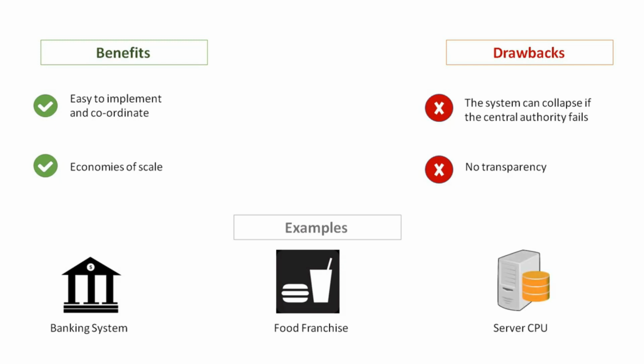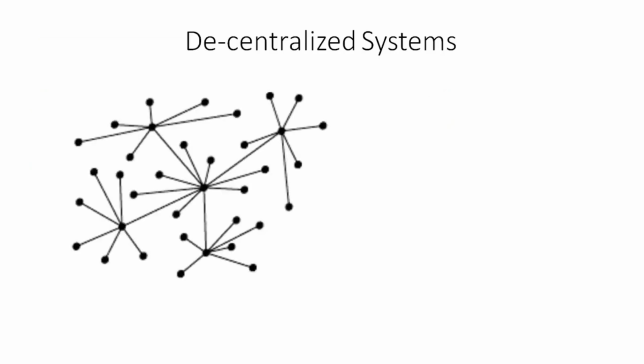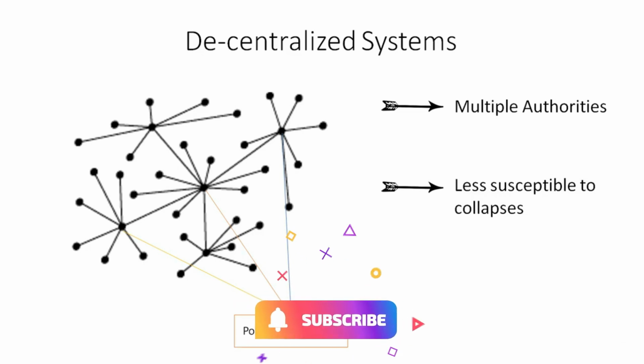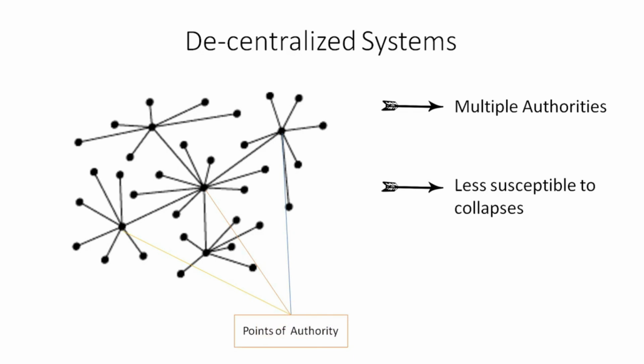Now to the second type of systems, the decentralized systems. Now there are several points of authority in decentralized systems, and thus power is more diversified. This makes the system less susceptible to downfalls, as the fall of a single point of authority won't bring down the system. The hierarchy is thus flatter compared to a centralized system.